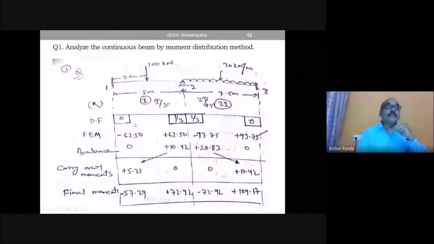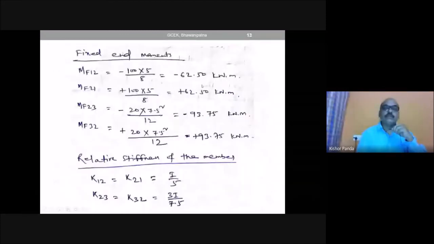And here what is the distribution factor? This is 1/3, here 2/3, and here 0. So first you write the distribution factor. Then you write the fixed end moments. You got the fixed end moments here, minus 62.5 plus 62.5. So here you write the fixed end moments.